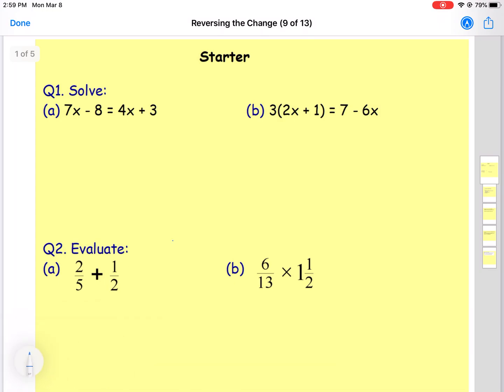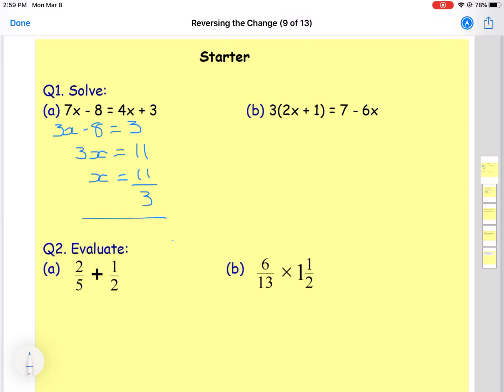Okay, question 1. We are going to have to subtract the 4x from both sides, leaving 3x minus 8 is equal to 3. Add on the 8 to both sides, leaving 3x is equal to 11, and then divide both sides by 3 to get x is equal to 11 over 3.